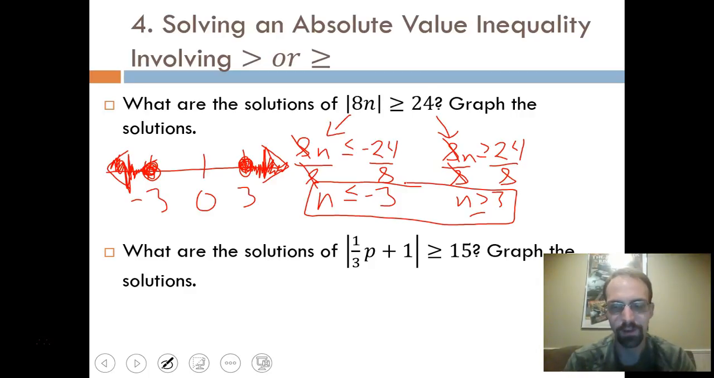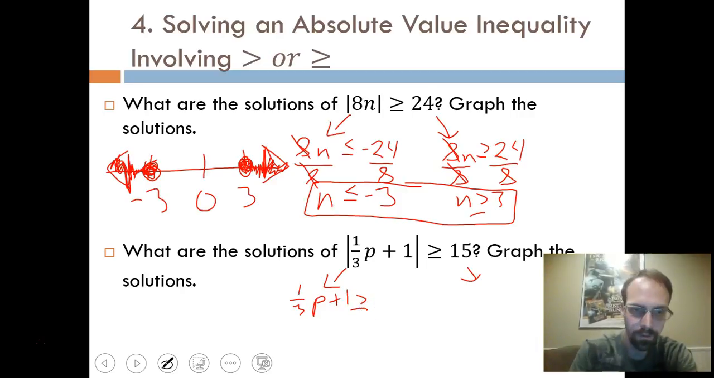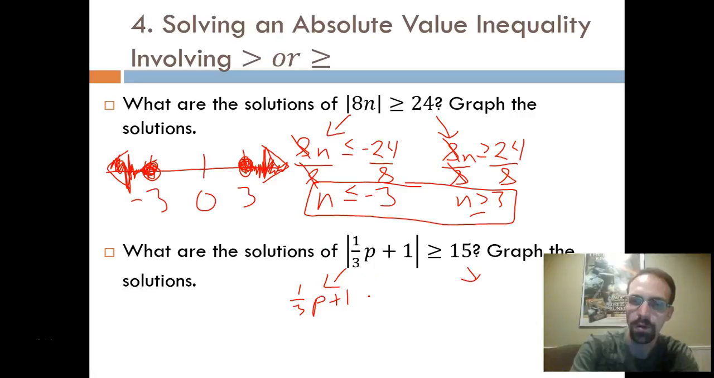The second one says the absolute value of 1/3 p plus 1 is greater than or equal to 15. It's already an absolute value, so we split it up into its two parts. So I have 1/3 p plus 1 is greater than or equal to, I need to swap. If you guys are noticing, I am looking for my eraser. I am swapping the signs. Why am I swapping the signs? Well, think about what we do when we have a negative number.